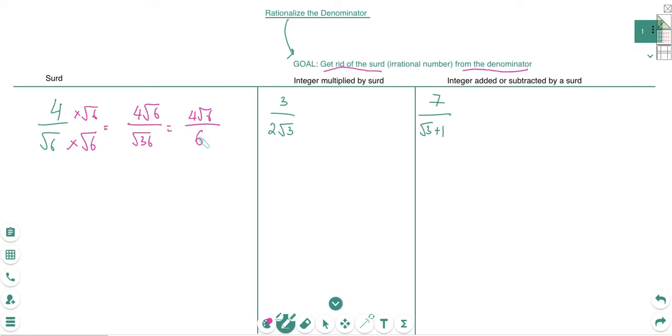Now, perhaps we can simplify. Well, now we've rationalized our denominator. There's no more surd at the bottom. It's just 6. But let's get a better answer, guys. Let's try and simplify this. What we can do is divide both integers by 2. So 2 and 3. So our answer would be 2 root 6 over 3. And look at that, guys, there's no more surd at the bottom.